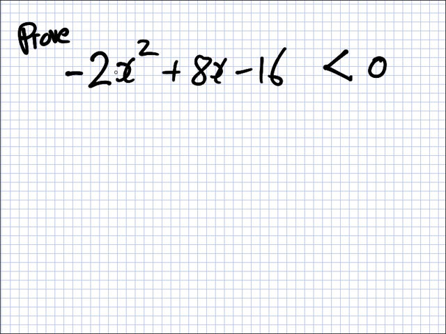So this becomes x squared. What does this become? Negative 4. And this one? And then here? More than 0. Why? Because we divided by a negative. When you divide by a negative, the inequality sign gets flipped around.